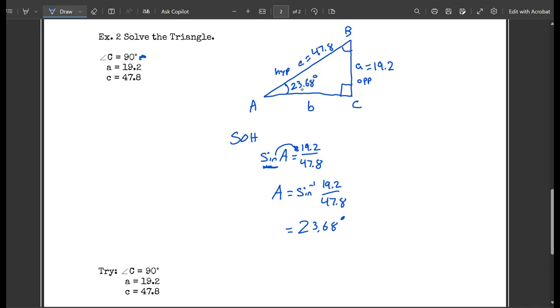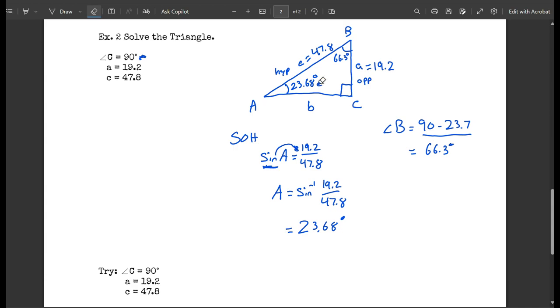Now let's find the other angle. Since we know one angle, we can figure out the other. So let's do angle B. It's going to equal 90 minus 23.7, rounding for the sake of this subtraction. So angle B is going to equal 66.3 degrees. Again, I could figure that out because the other two interior angles of a right triangle must add up to 90. So 90 minus the angle we knew gives us 66.3.